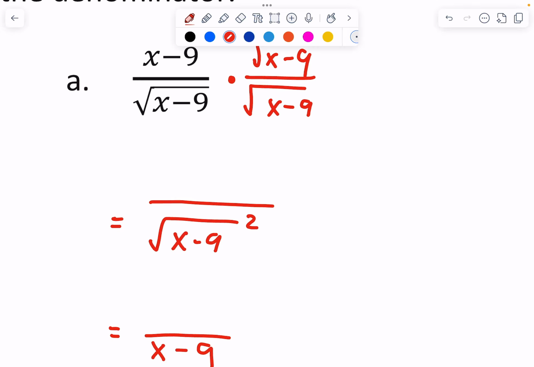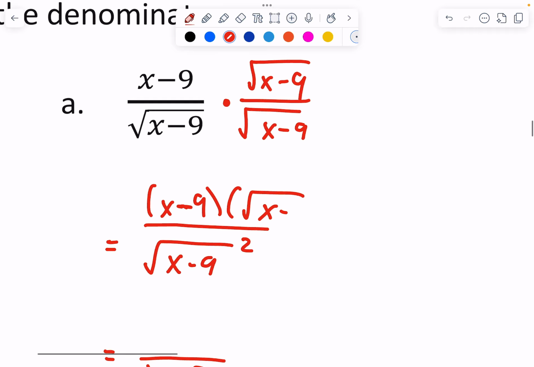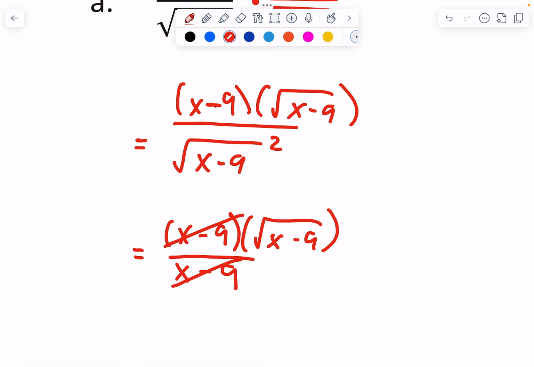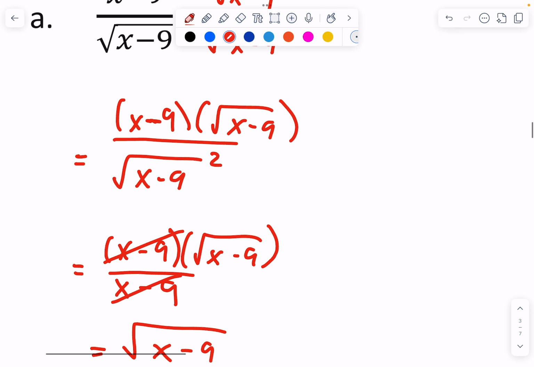In the numerator, I'm not going to multiply it out. I'm going to leave it in factored form, because if I look at the denominator, I'll actually be able to cancel x minus 9 with x minus 9, and so we're just left with the square root of x minus 9 as the final answer.